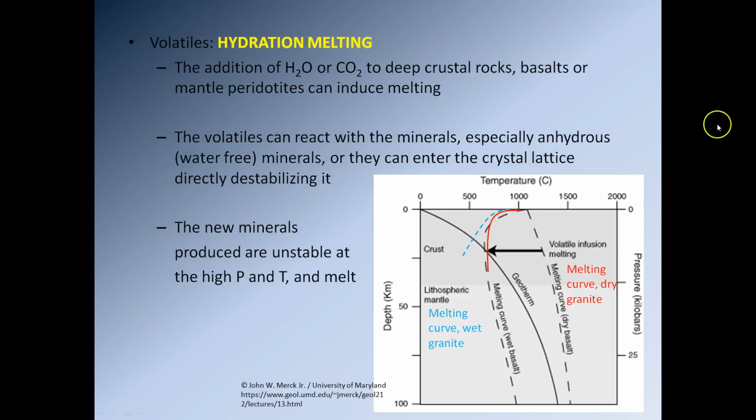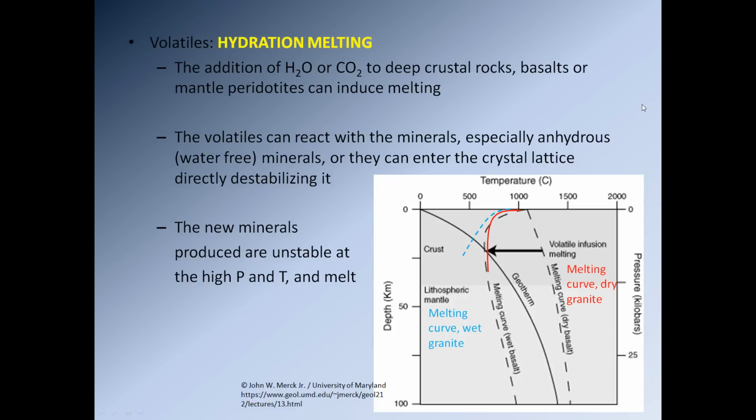So there are two ways that you can make rocks melt due to adding water. The most common way is simply due to this reaction of anhydrous minerals with the water, producing new minerals which are unstable at the very, very high temperatures and pressures.